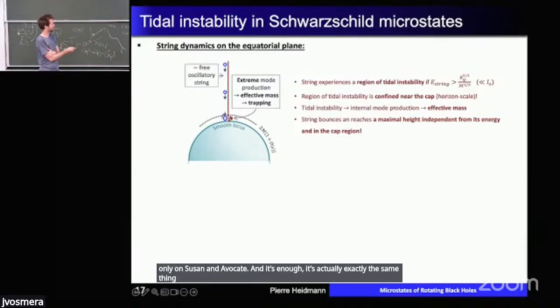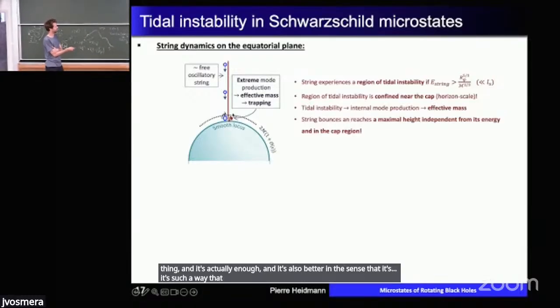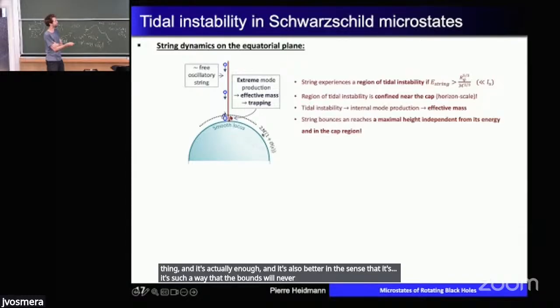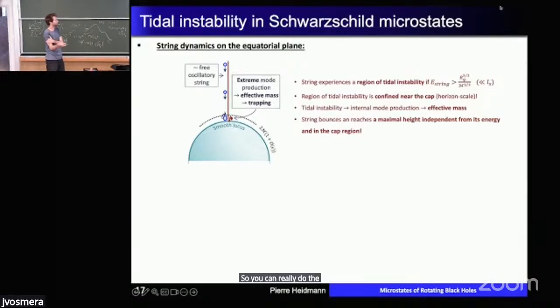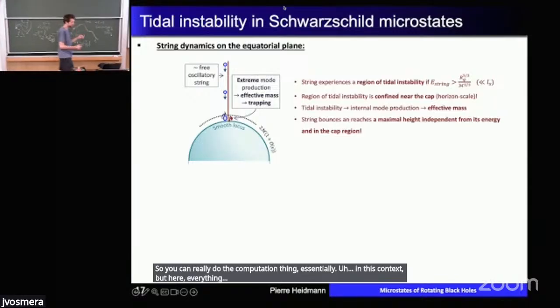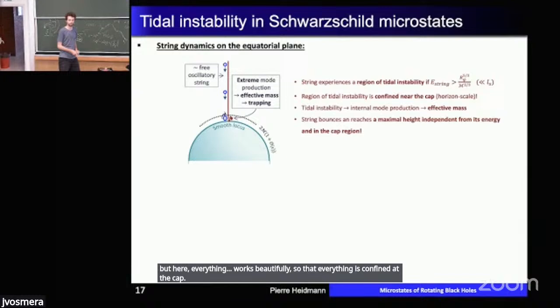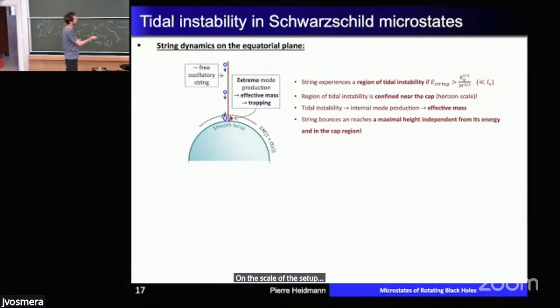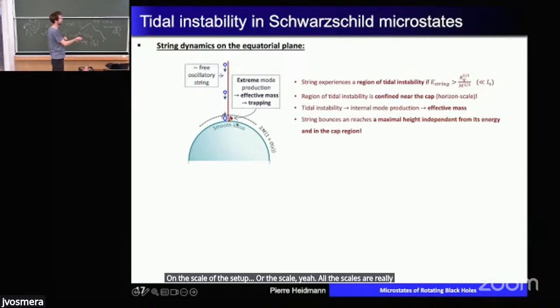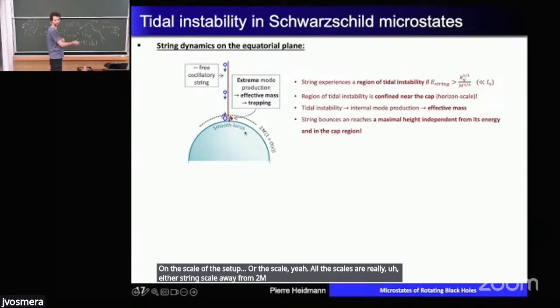And it's actually enough, and also better in the sense that the bounds will never go above 2m plus 1 plus epsilon. So you can really do the computation. I've been copy pasting your thing essentially in this context, but here everything works beautifully, so that everything is confined at the cap completely. All the scales are really either string scale away from 2M, or KK scale away from 2M.